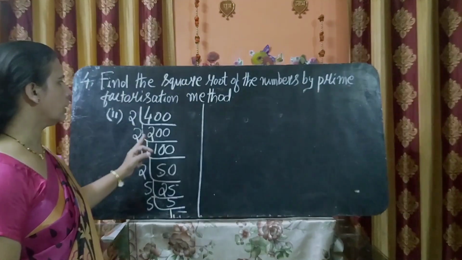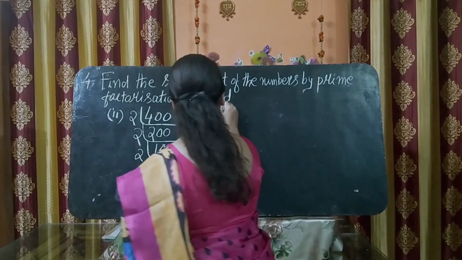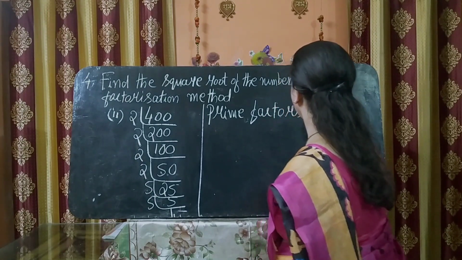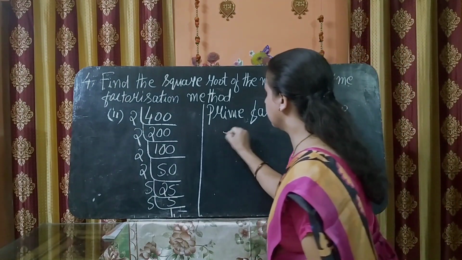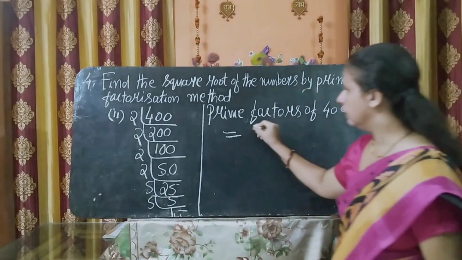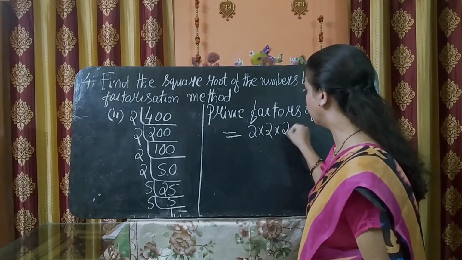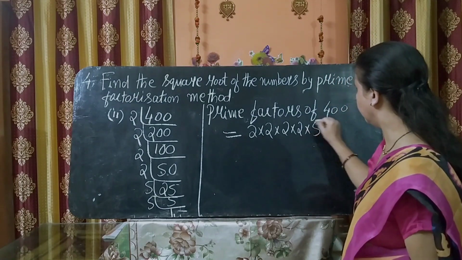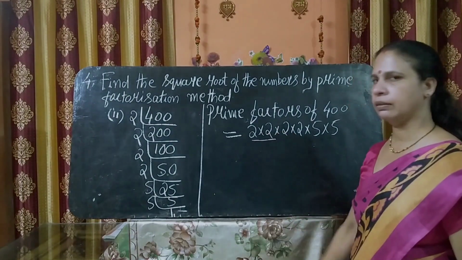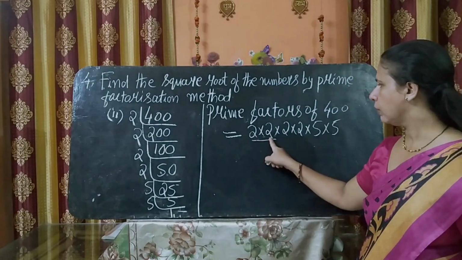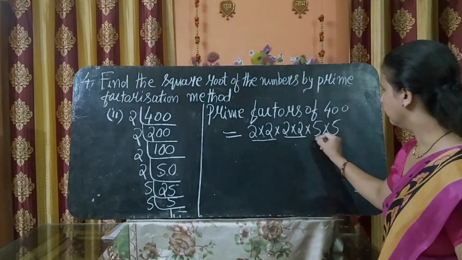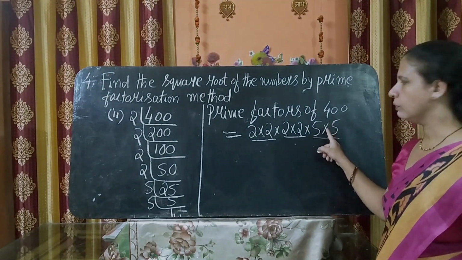Then the prime factors of 400 equal, writing in ascending order only. What is ascending order? From the smaller number to the bigger number. That is 2 into 2 into 2 into 2 into 5 into 5. What is the next step? Make pairs: take 2 digits, that is 1 pair. Again 2 digits, 1 pair. Then 5 into 5, 2 digits, 1 pair.